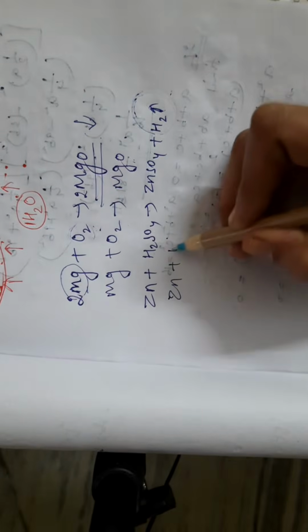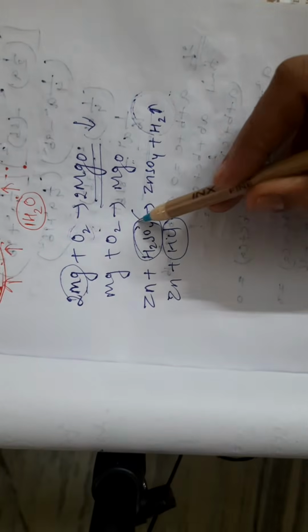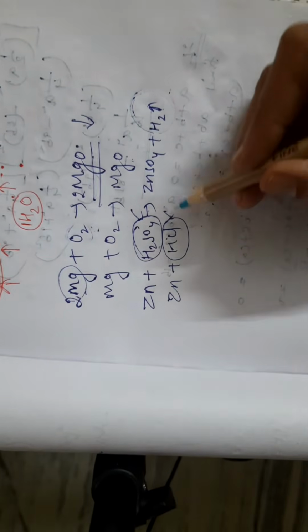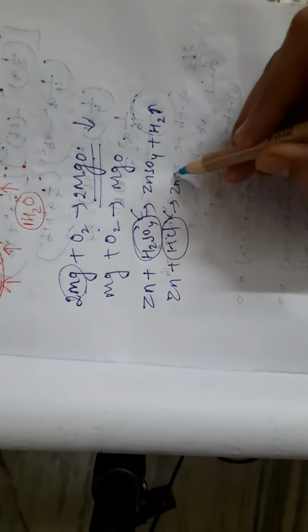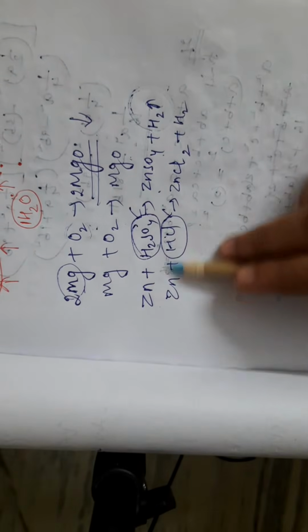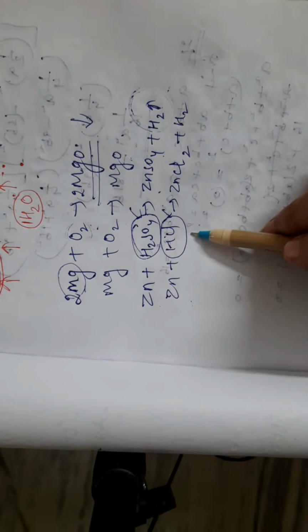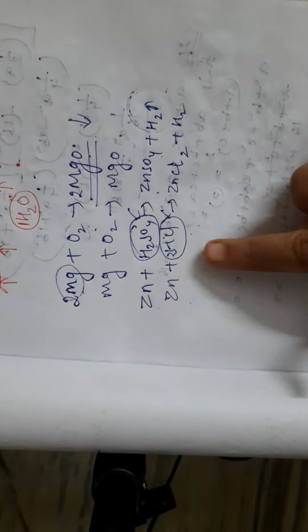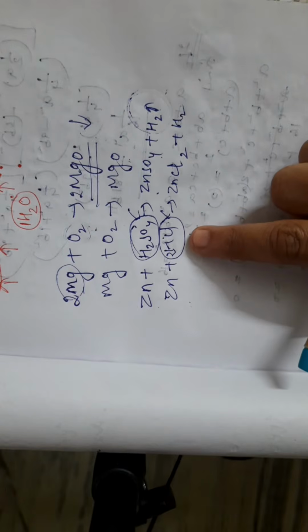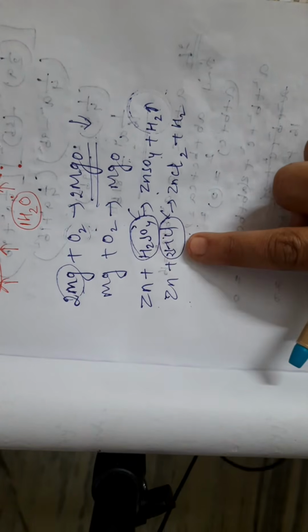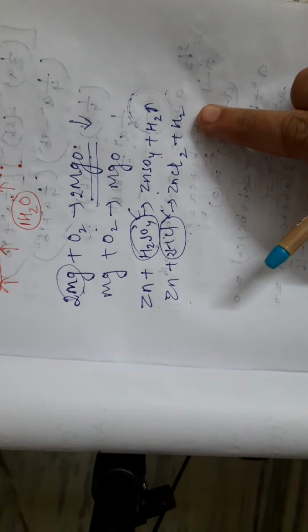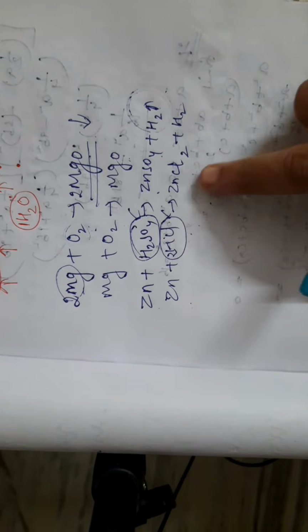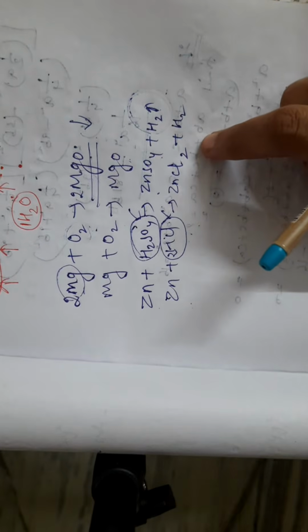Zinc can react with HCl also. So in the conical flask, we can use either sulfuric acid or hydrochloric acid. It will react with zinc to form zinc chloride or ZnSO4 with the formation of hydrogen. Here the first reaction is balanced, whereas the second one is unbalanced. To balance it, we need to add 2 in front of HCl. Then 2 hydrogen are there on the left hand side, and here also 2 hydrogen atoms are there. 2 chlorine are there, so here also 2 chlorine atoms.